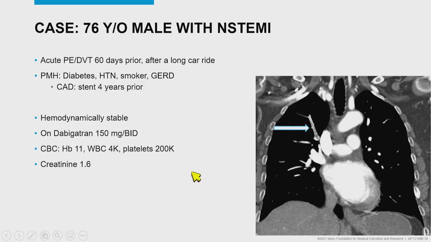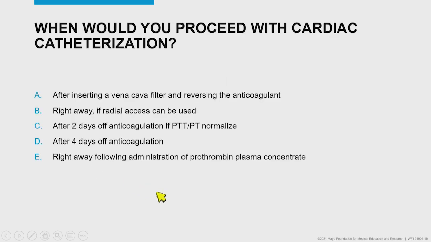His past medical history has diabetes, hypertension, he's a smoker and has GERD, had a stent 4 years before. He's hemodynamically stable. He's anticoagulated on dabigatran, 150 milligrams twice a day because of the PE and the DVT, and has slightly low hemoglobin, normal platelets, and a creatinine of 1.6. When would you proceed with cardiac catheterization?